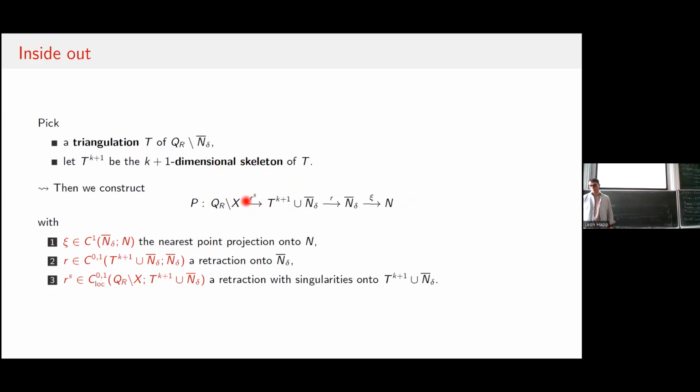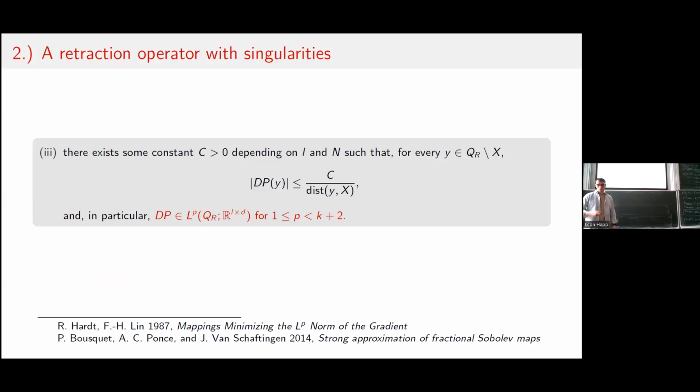But this retraction R_S will have singularities, thus the S. Okay, and you have these singularities here. So you can already see that away from the singularities, you're basically fine with Lipschitz. But what about in the singularities? And what will help us there is basically, yes, this estimate here.